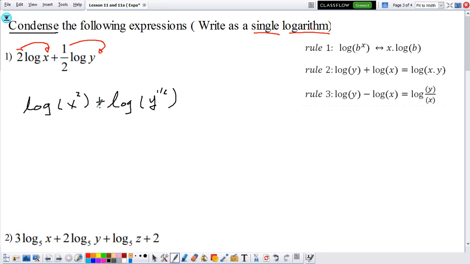So now we can apply the next rule. We see that we're adding. So that says that if you're adding, you can just multiply the insides. So that's what we're going to be doing. So now this becomes log of x to the second times y to the 1/2. This is your final answer.